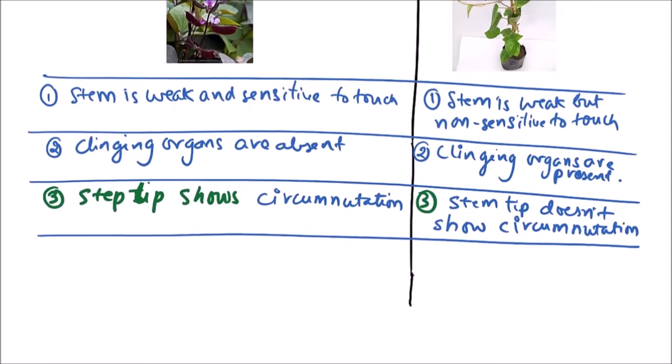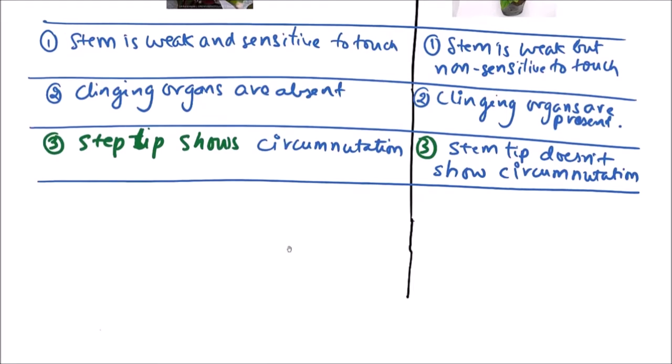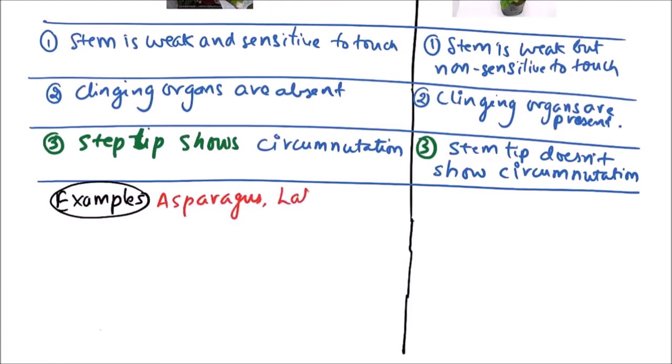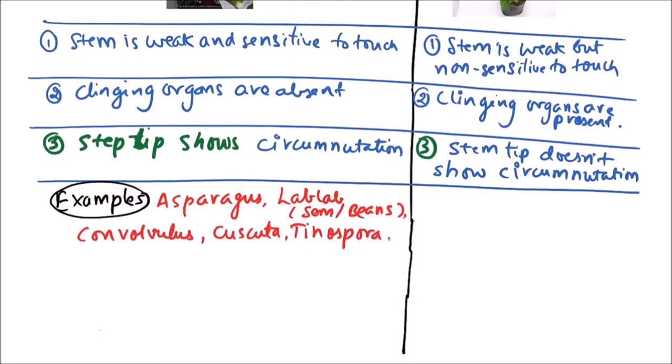Now the examples. Examples include asparagus, lablab, these are known as sem or beans, convolvulus, cuscuta, tinospora, sweet potato, that is Ipomoea, and Phaseolus.